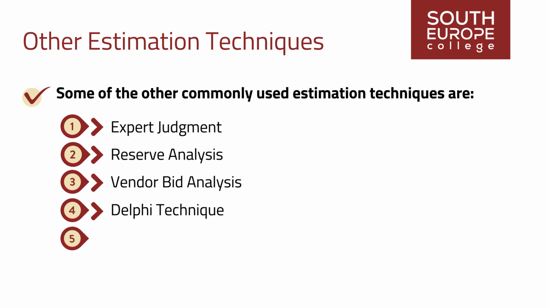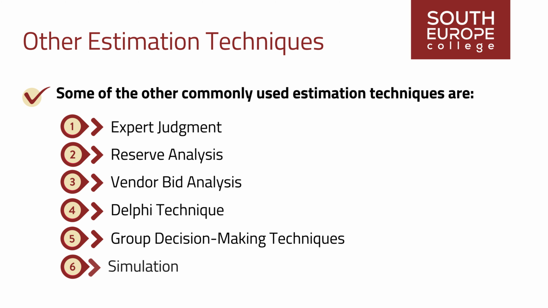5. Group decision-making techniques. Methods like brainstorming techniques involve group collaboration to generate and refine project estimates. These techniques leverage the collective knowledge and experience of the team. 6. Simulation. It uses computer-based models to simulate various scenarios and outcomes based on input parameters. Monte Carlo simulation is a common technique that provides a probabilistic view of project outcomes.